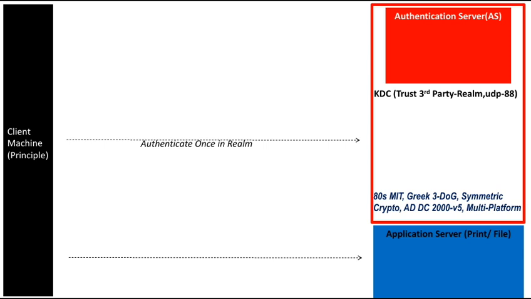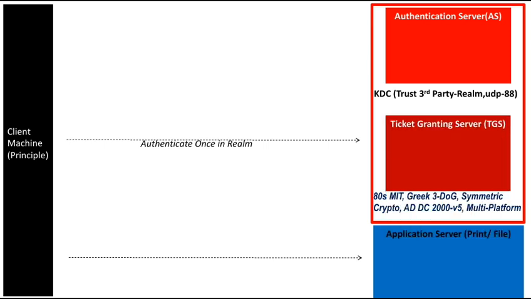Now the KDC has two other components, that is the authentication server and the ticket granting server, that is TGS. So a client requests certain tickets from both of these. The client first gets itself authenticated from the authentication server and gets its first ticket, and then it gets its second ticket from the ticket granting server based upon the first ticket, and based upon the second ticket, which is a service ticket, it then accesses the application server.